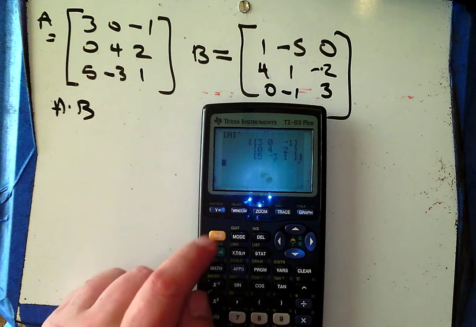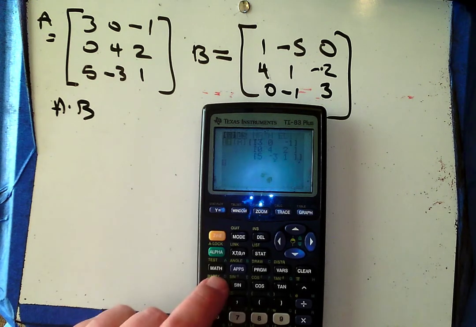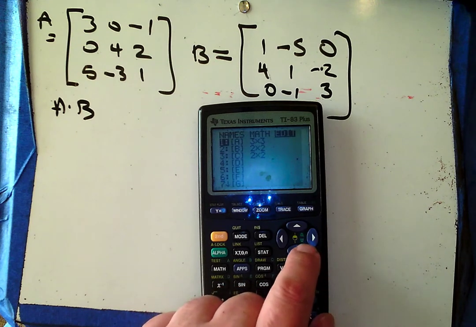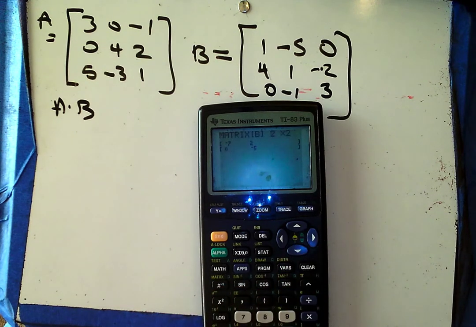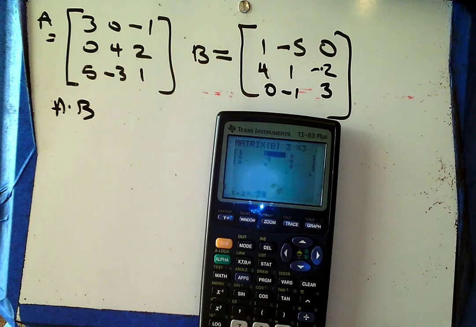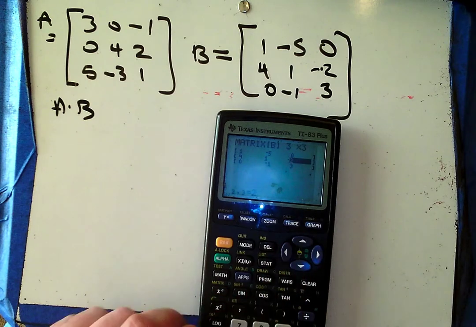Okay? We want to also get matrix B in the calculator, so go back to matrix, come down to B, and go over to edit, and you want to edit B. We also want to make B a 3 by 3. And so now we're going to type in 1, negative 5, 0, 4, 1, negative 2. Please make sure you use the negative button and not the subtraction button by mistake. Negative 1 and 3. Okay, so there's matrix B.